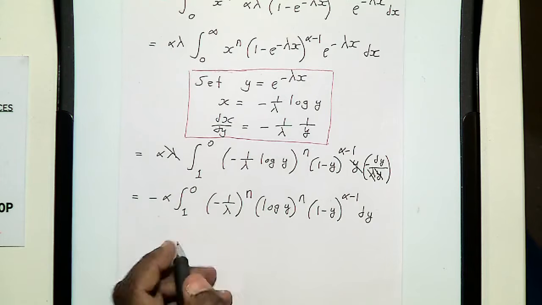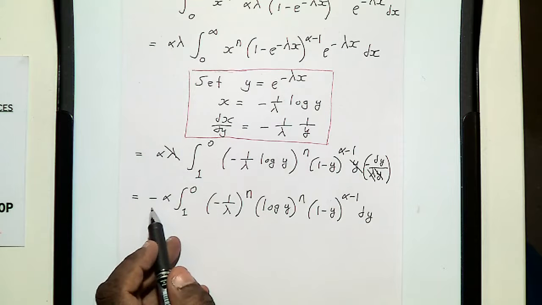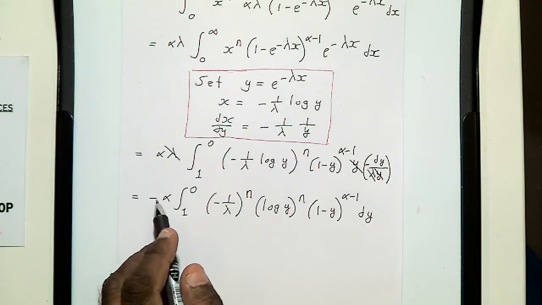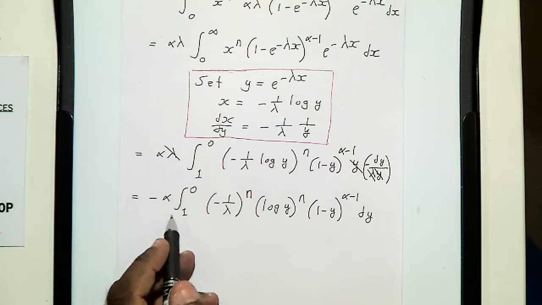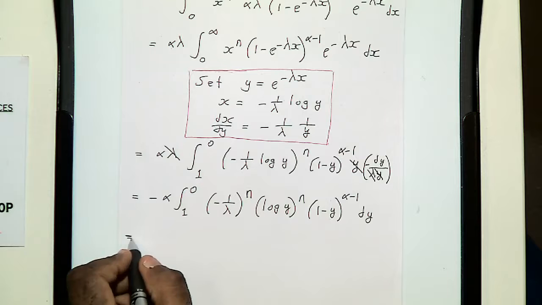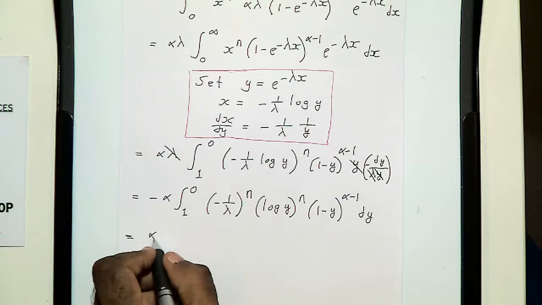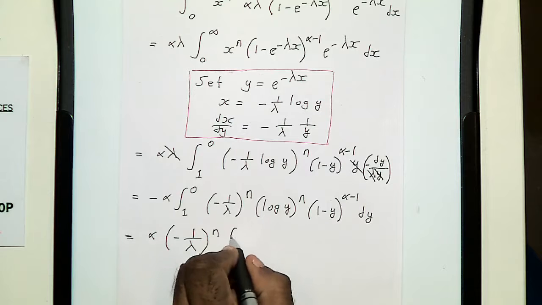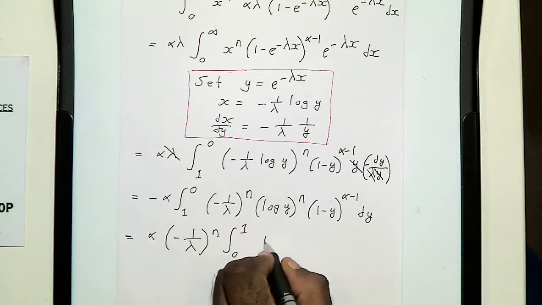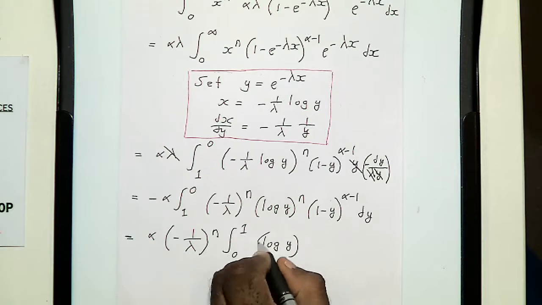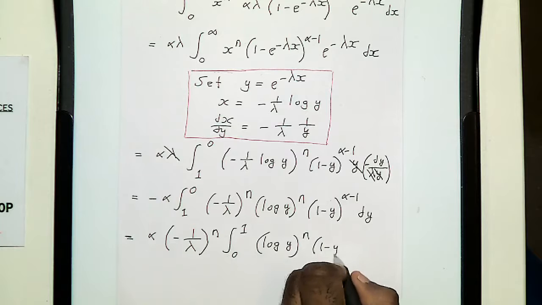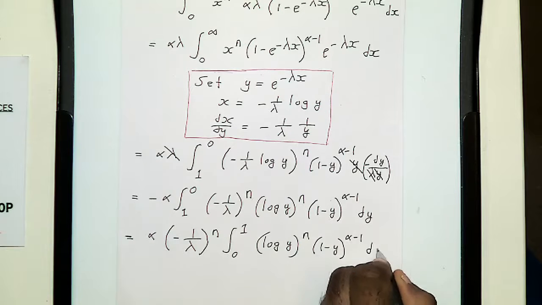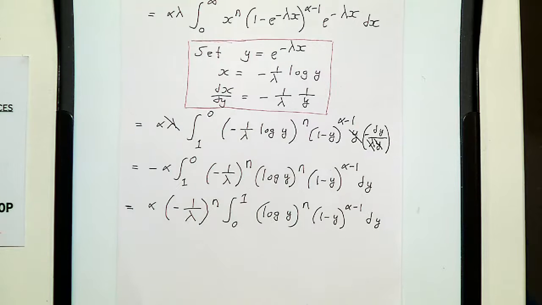Okay, now in the next step, I'm going to use this minus sign here to switch the limits. Remember, if you multiply some integral by minus, you can switch the limits around using the minus sign. And also, I'm going to take this outside, so it's going to be alpha. All right, this is where the next trick comes in.